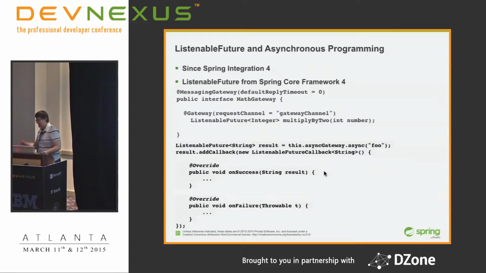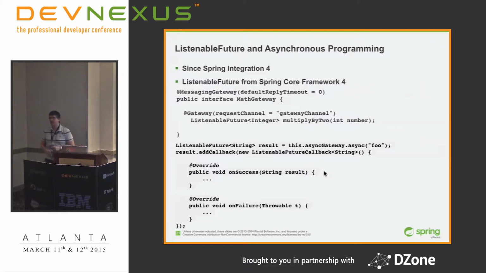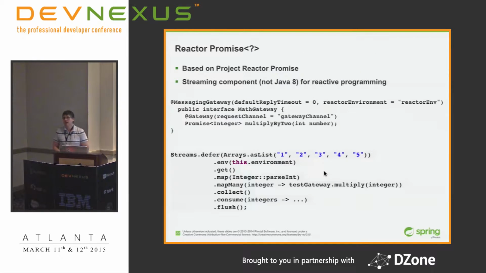What's good about it is that you can fire the message, register the callback, and continue your processing. In your callback, you will get invoked when the method has finished. So that's a first step towards reactive programming with Spring Integration. Another feature that's been added is support for promise. Promise is a class provided by another Spring project called Reactor. How many of you have heard of Reactor or have used it?